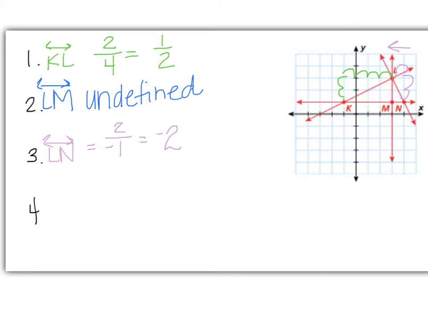Alright, the last one that I want you to find is line KM. What you should have noticed is that KM is right here, and we have a horizontal line, which is like the floor. So our slope is just 0. Okay, we need to get 2 pieces of information down, and that is about parallel lines and perpendicular lines.